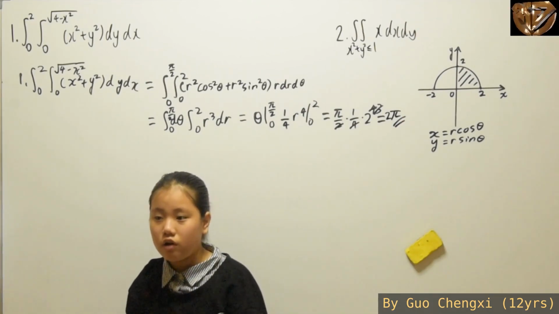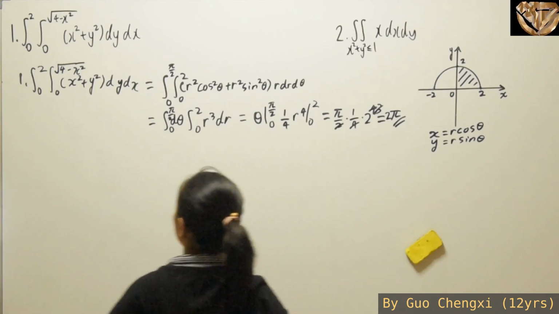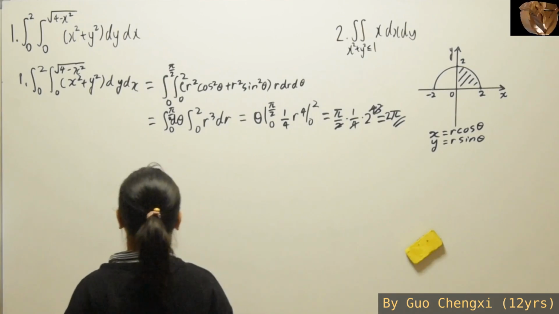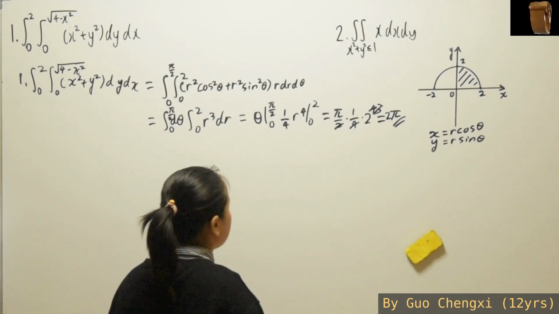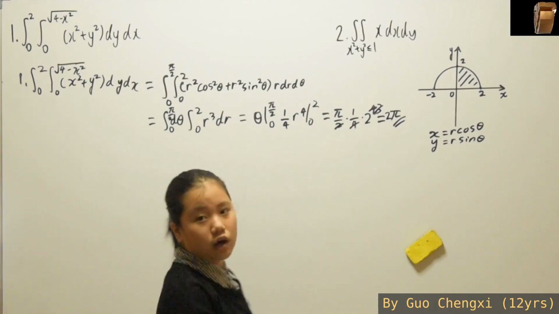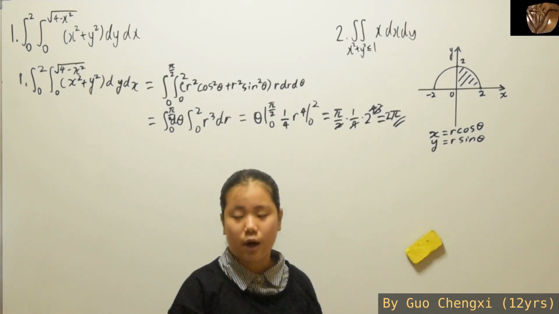Okay, alright, so that will be for our first example. Sure, you may think that we can also use Cartesian coordinates, but in this scenario, polar coordinate is the easier method to do. Okay, now over here we're going to move on to our next example.